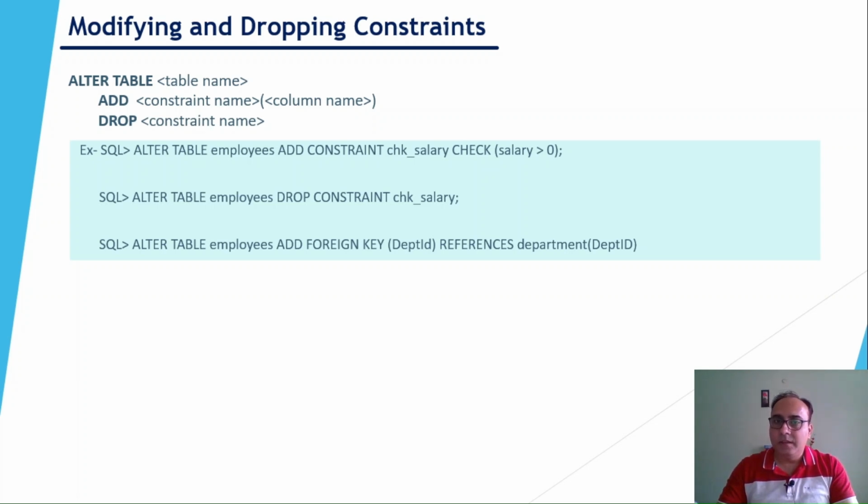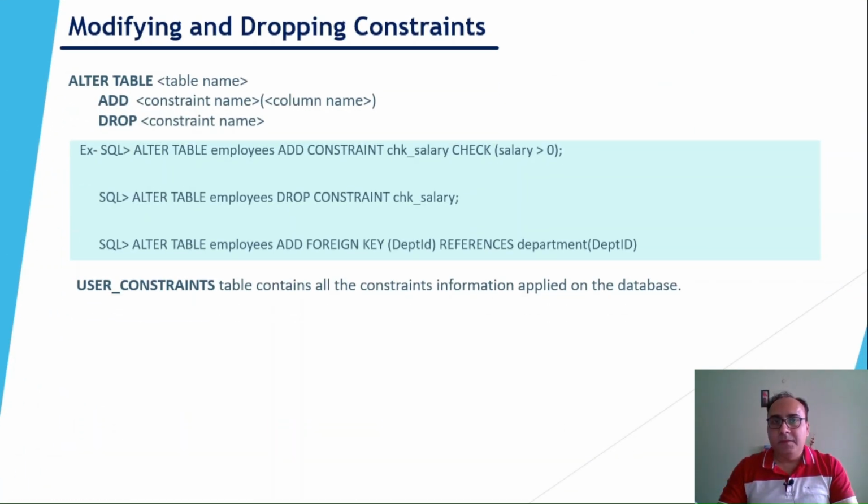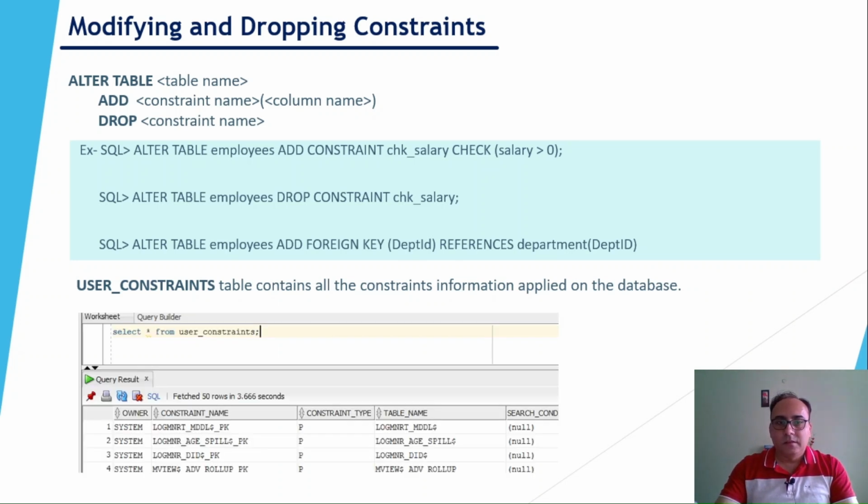ID. Basically there is one table, user_constraints, which holds all the information related to constraints. So you can query like this and it will give you all the information related to constraint names. So that's about some important concepts related to database constraints. Let's do some practical exercise now.